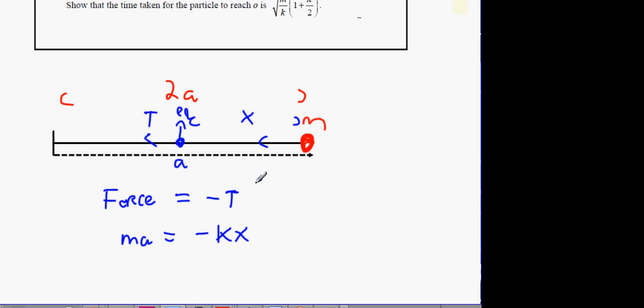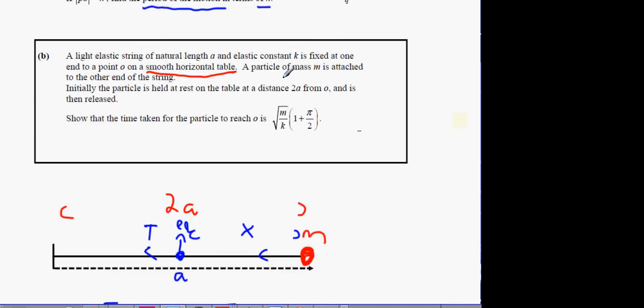Now, please remember this is undergoing simple harmonic motion. So it goes, particle mass m is attached to the string. Initially the particle is held at rest at distance 2a from O. Show that the time taken for the particle to reach O is this here. So we're talking about a string fixed at one end to a point O on a smooth horizontal table. So this is O here, isn't it? Yeah? So that's origin O.